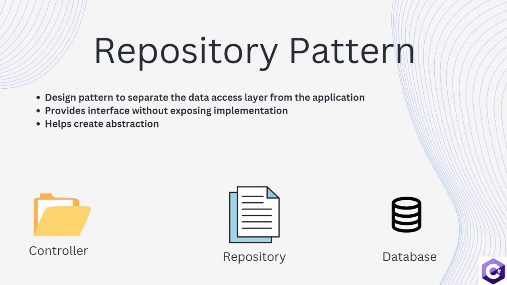Repository pattern typically involves creating an abstraction layer between the application and the data store, which is implemented by a concrete repository class. The repository class is responsible for performing CRUD operations, that is, create, read, update, and delete, on the data store, and it exposes a set of methods that the application can use to interact with the data.